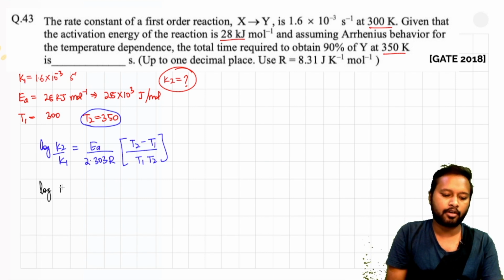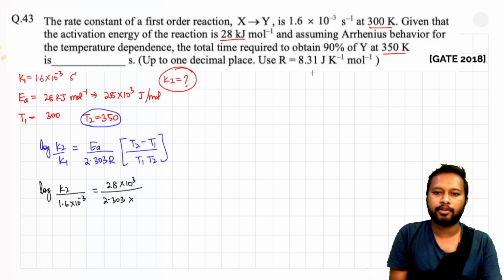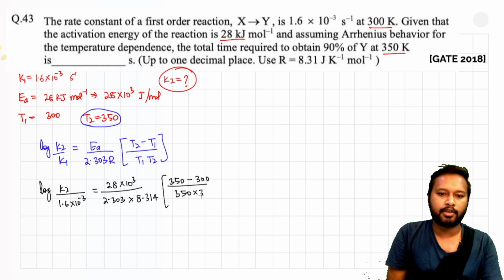So we have log k2 upon k1, where k1 is 1.6 into 10 to the power minus 3, Ea is 28 into 10 to the power 3, divided by 2.303 R. R value is given to you, 8.314, so 8.314 is what you have to put. T2 is 350 minus 300 divided by 350 into 300. Okay, that's what you have to do.